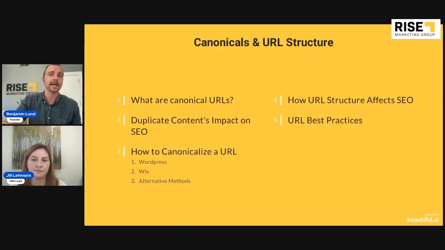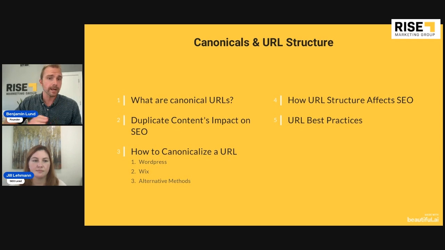Let's get into today's content. We're going to cover a few different things, really look at canonicals from all different layers. First, we're going to go into overall what are canonical URLs, and next we're going to get into duplicate content and how that can impact SEO, which can definitely throw a negative signal towards SEO.